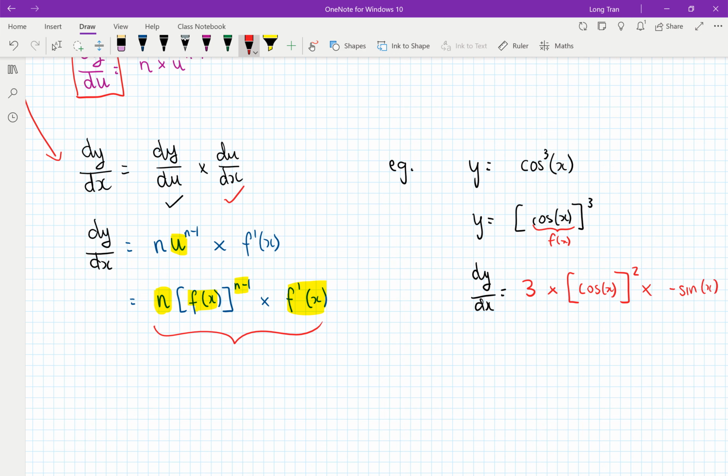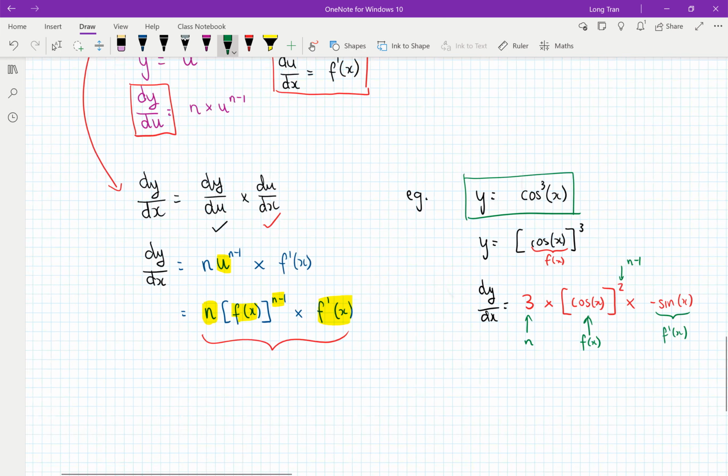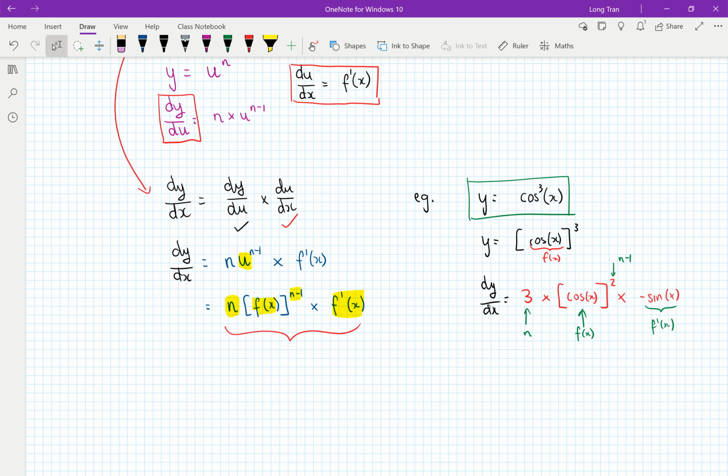Can you see there? This is my n. This is my f of x. This is my n minus 1 according to the rule. And then this is my f dash of x. That's my chain rule. So you can do something like this all in one go. If you understand how chain rule works, that's how my mindset works. When I look at those types of problems, I can differentiate them very quickly.